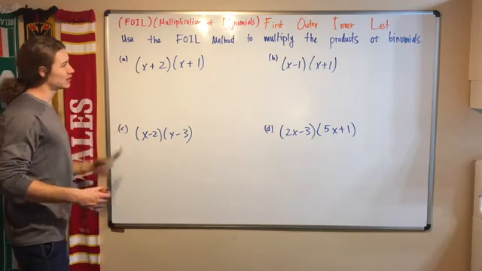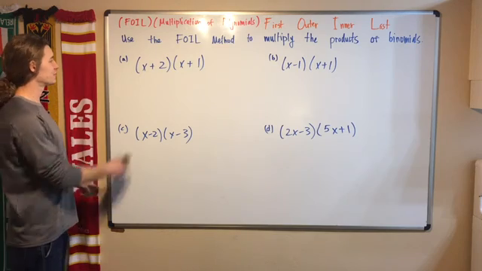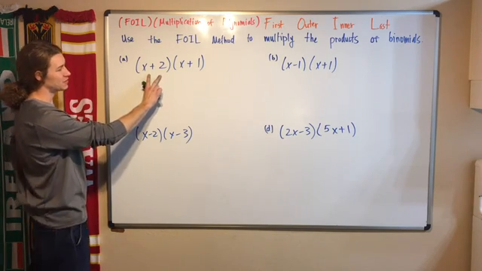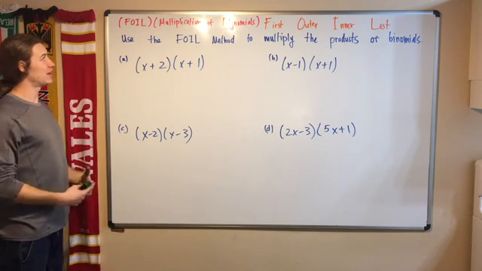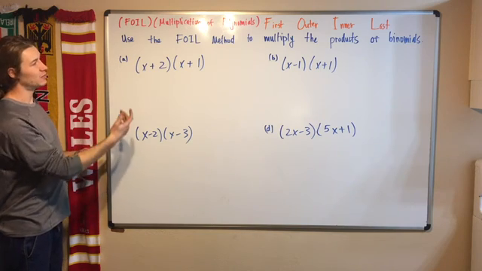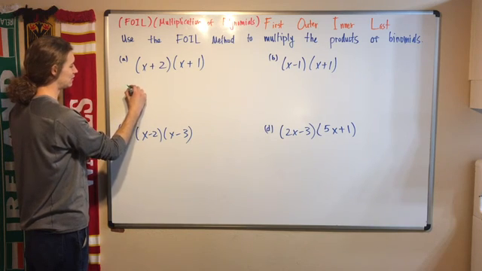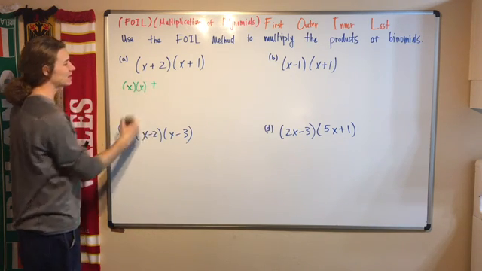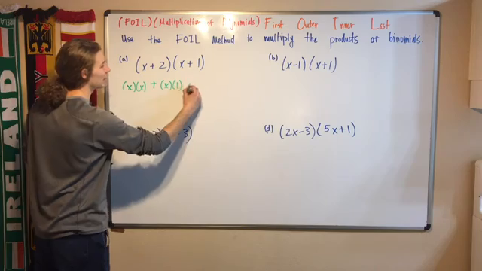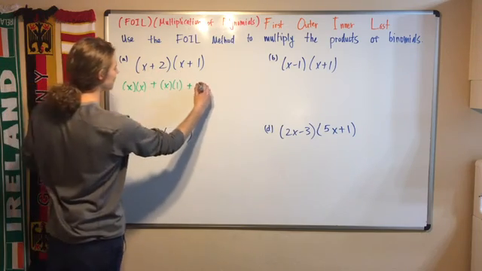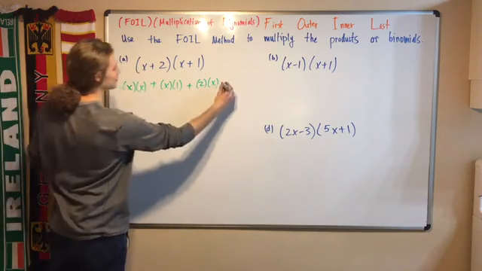So for example, let's read this problem here. It says, use the FOIL method to multiply the products of binomials. In part A, we have the product of the binomial x plus 2 and the binomial x plus 1. So what we'll do here is we will multiply using FOIL, or by adding the product of the first terms. So the product of the first terms, that would be x and x, x times x, and adding that to the product of the outside terms, that's x and 1, the product of x and 1. Adding that to the product of the inner terms, that's 2 and x. And adding that to the product of the last terms, that are 2 and 1.